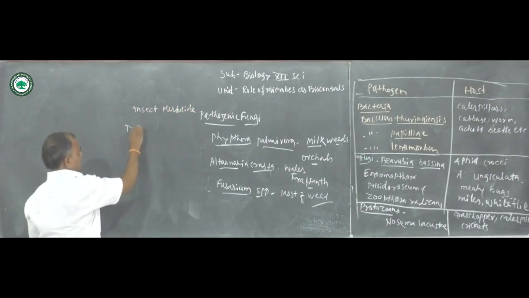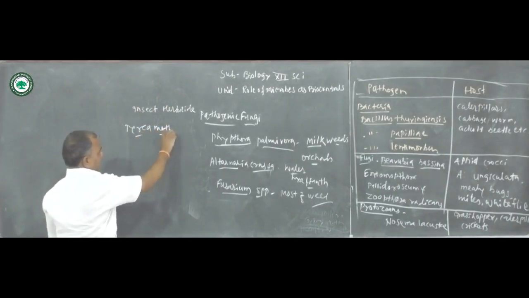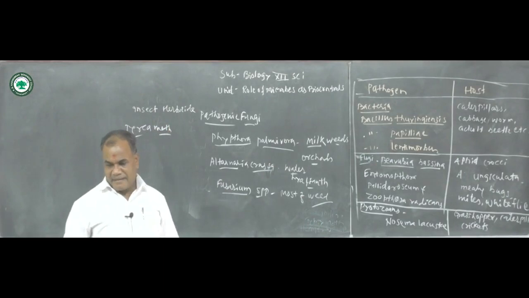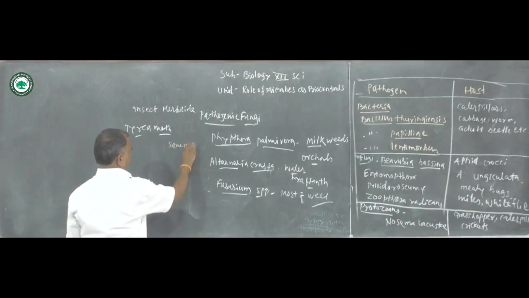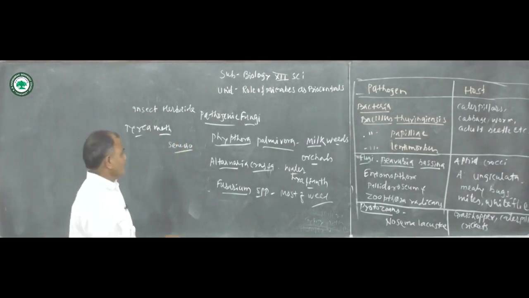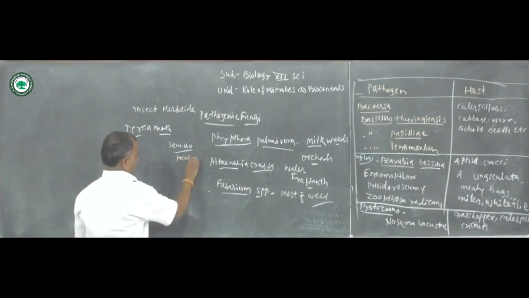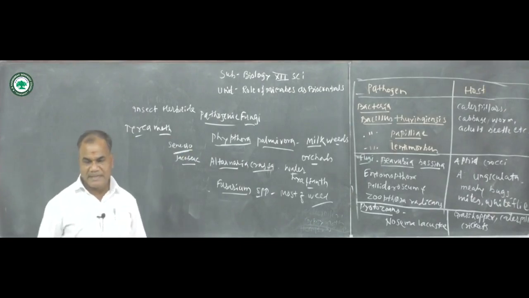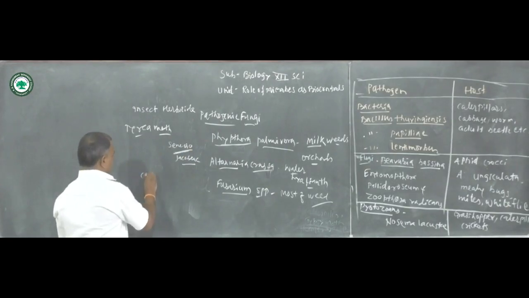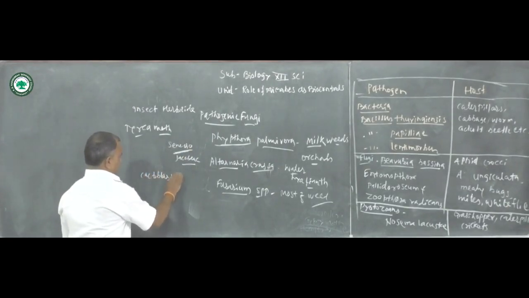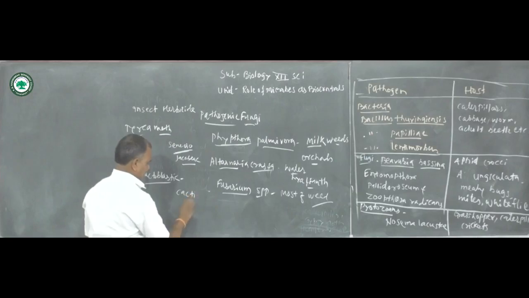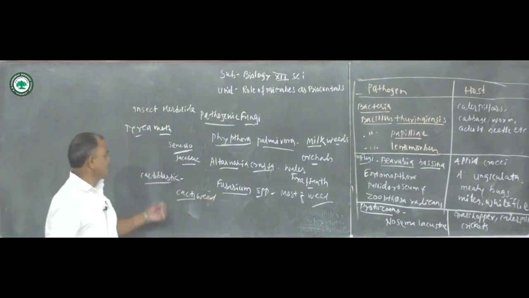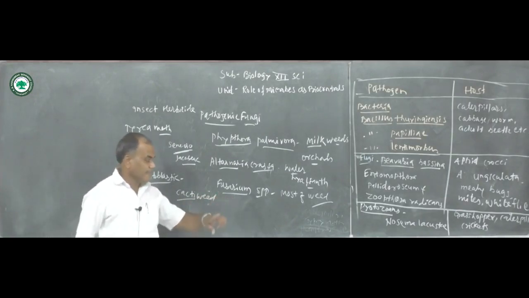The Tyria moth controls Senecio jacobaea plants. The next insect is Cactoblastis, which has the ability to control cacti weeds, as its name itself indicates.